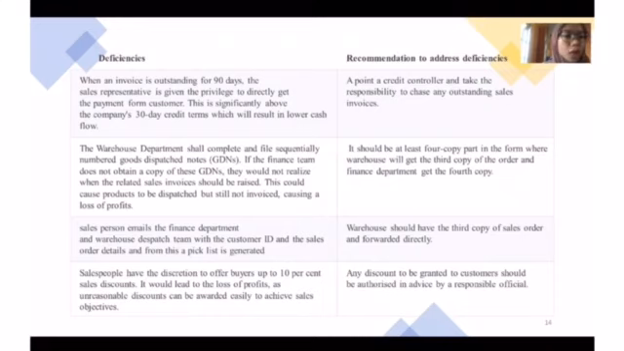Recommendation is warehouse should have the 3rd copy of sales order and forward directly to avoid any miscommunication. Last one is salespeople have the discretion to offer buyers up to 10% sales discounts. It will lead to the loss of profits, as unreasonable discounts can be awarded easily to achieve sales objective. So recommendation is any discount to be granted to customers should be authorized and advised by a responsible official.